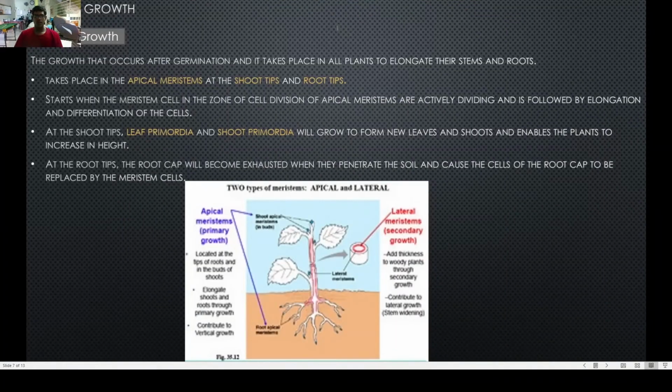So now is the type of growth. The first is primary growth. Primary growth occurs after germination, and it takes place in all plants to elongate their stems and shoots. The first point, it takes place in the apical meristems at the shoot tips and root tips. Second, it starts when the meristematic cells in the zone of cell division of apical meristems are actively dividing, followed by elongation and differentiation of the cells.